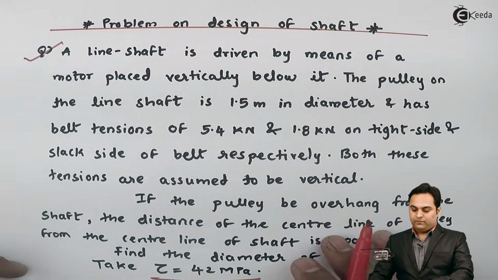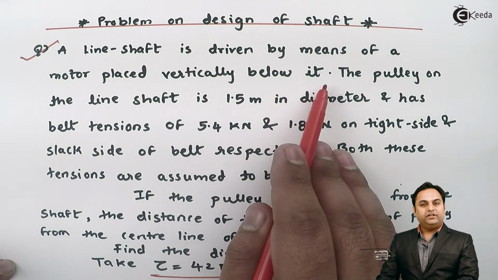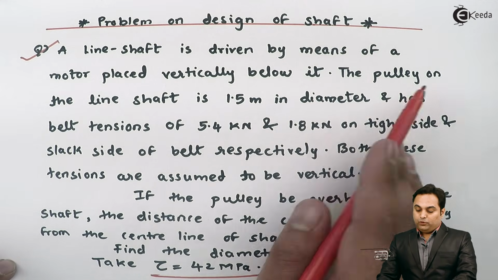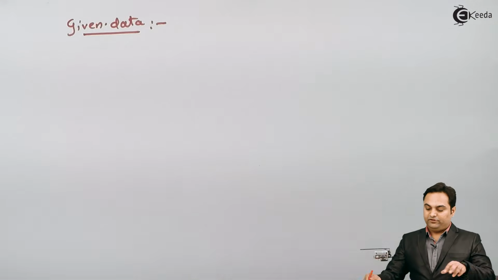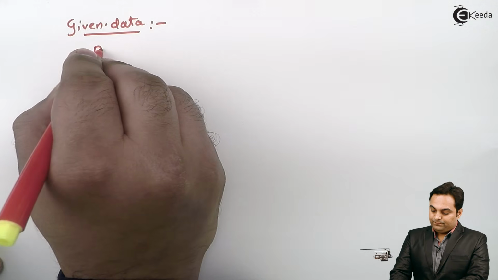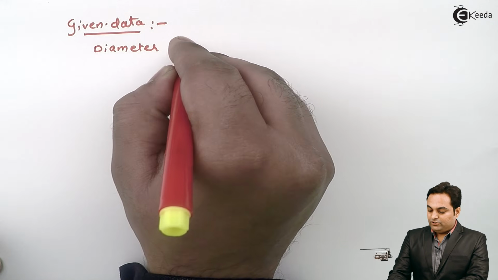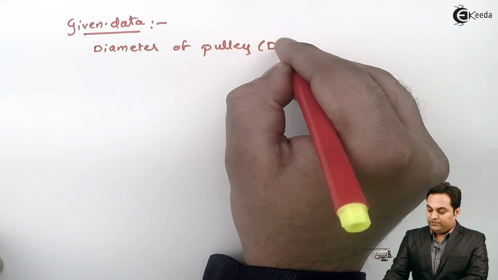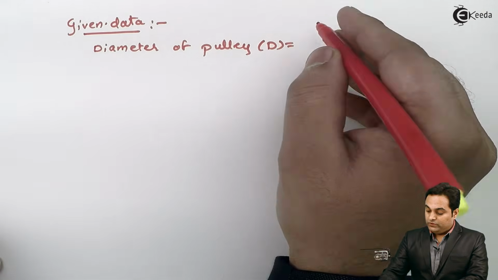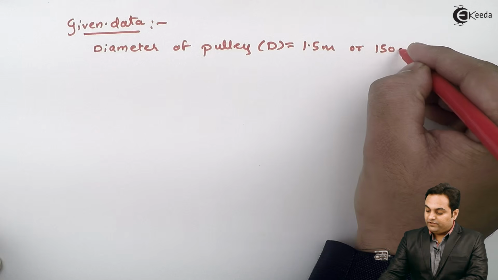Now, a line shaft is driven by means of a motor placed vertically below it. The pulley on the line shaft is 1.5 meter in diameter. So the diameter of pulley is given. The first thing which we have is diameter of pulley. I'll write down it as capital D, and that is 1.5 meter, or we can say 1500 mm.